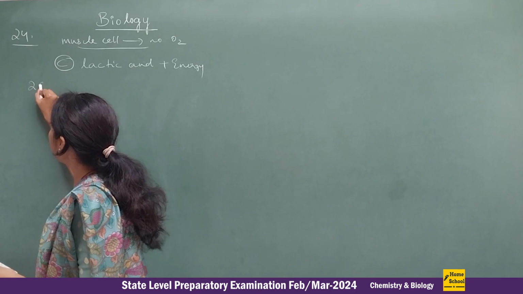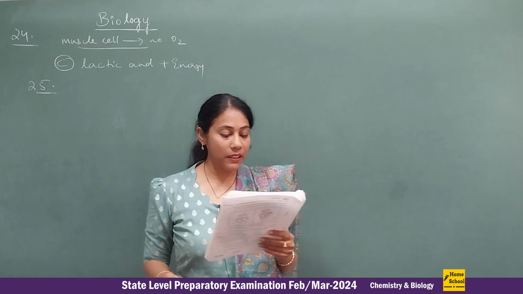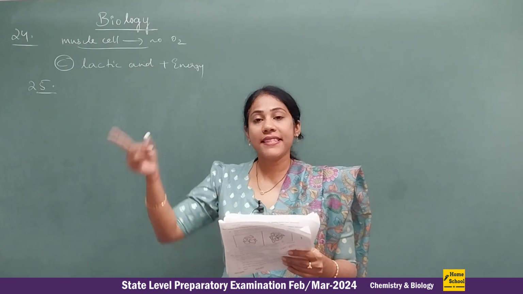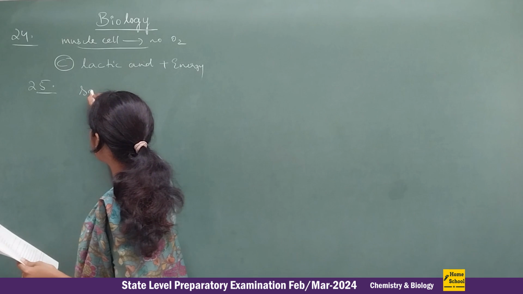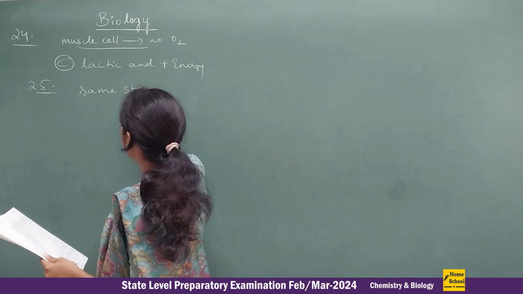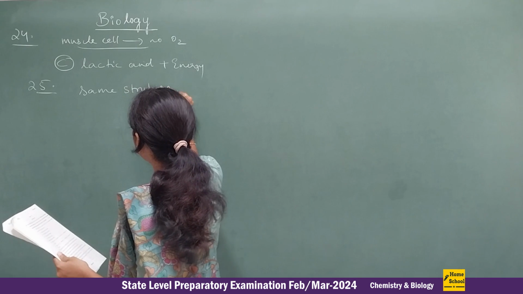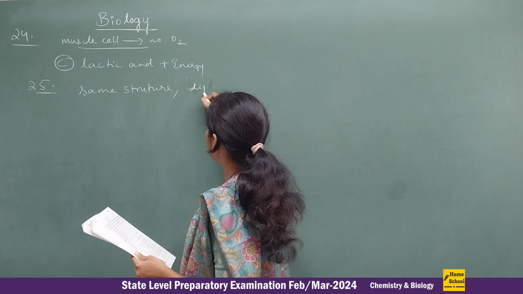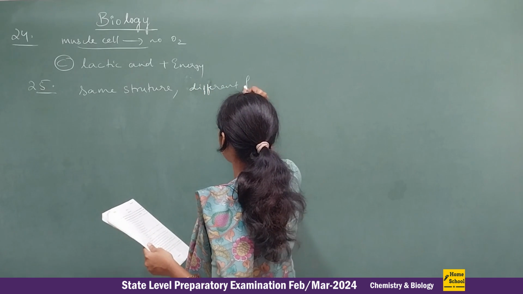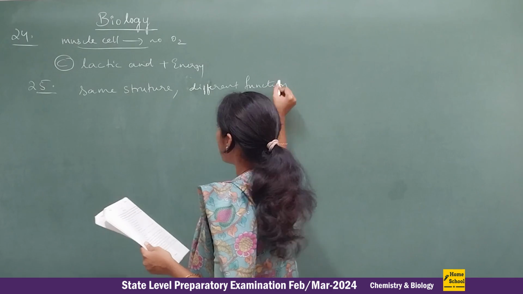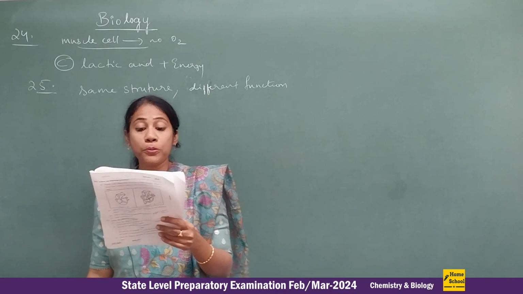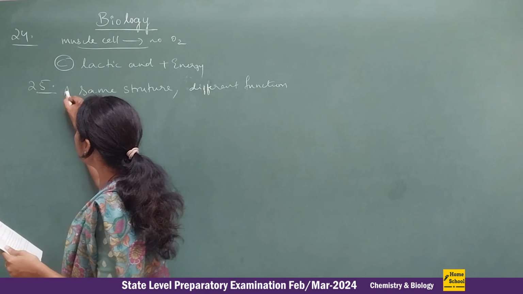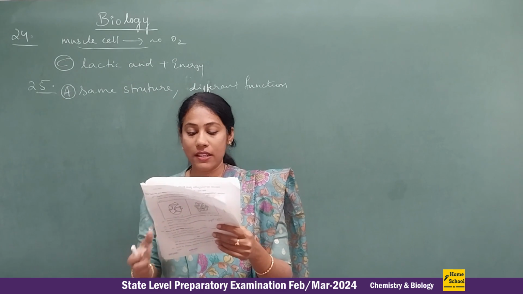And coming to the 25th question, it's also a pretty simple question. Homologous organs means, homo means what? Same, right? Same structure. Homologous organs are nothing but the same structure. If the structure is the same, what is different? The function is different. Same structure, different function. Okay, so this is the definition of homologous organ, where it is getting matched. Option A, organs that are similar in structure but different in function. So option A itself is the correct answer.